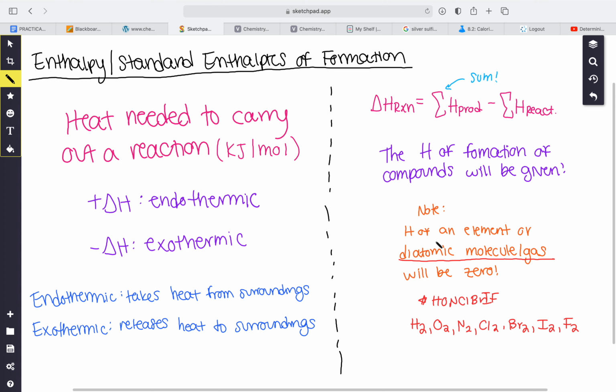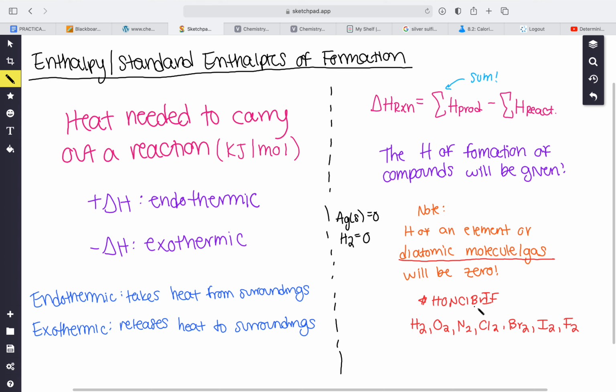Right. So I just want to add a little bit of a note here. The delta H of formation of an element or a diatomic molecule or gas will always be 0, right? So if you have something like silver as a solid, that's going to be 0. If you have H2, which is a diatomic molecule, that's going to be 0.